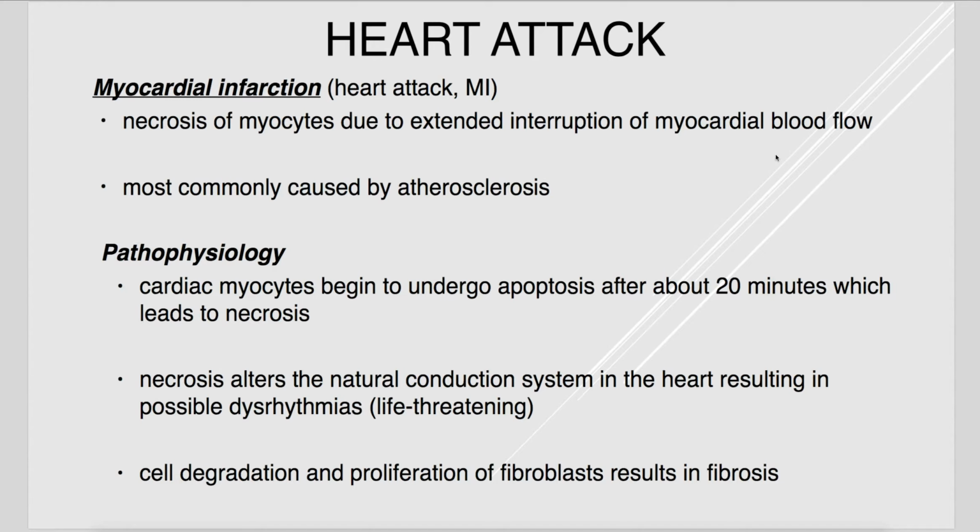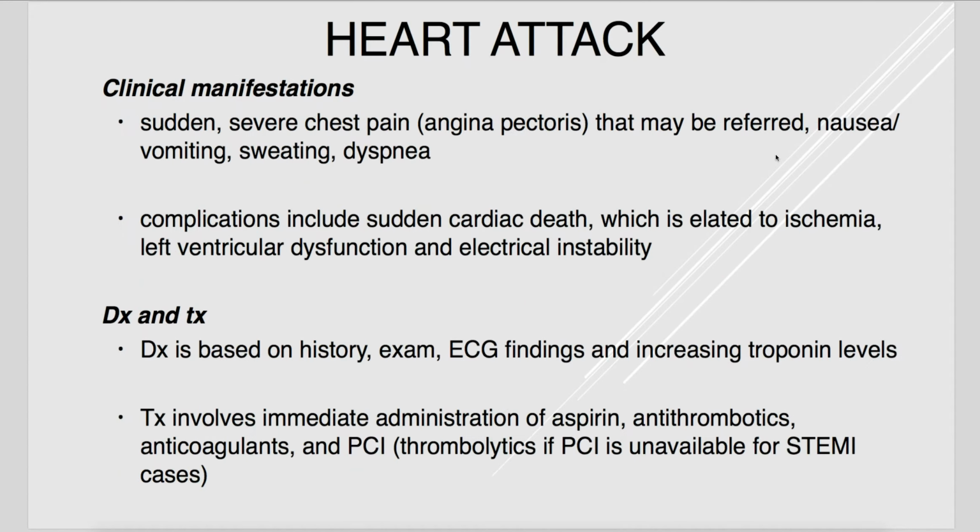And this can cause problems later on in life when it comes to the conduction system in the heart, so you may have problems with arrhythmias and dysrhythmias later on. Clinical manifestations: sweating, that sudden crushing chest pain that is referred to the jaw or the shoulder, sometimes nausea, vomiting, sometimes just the feeling that something's not right.